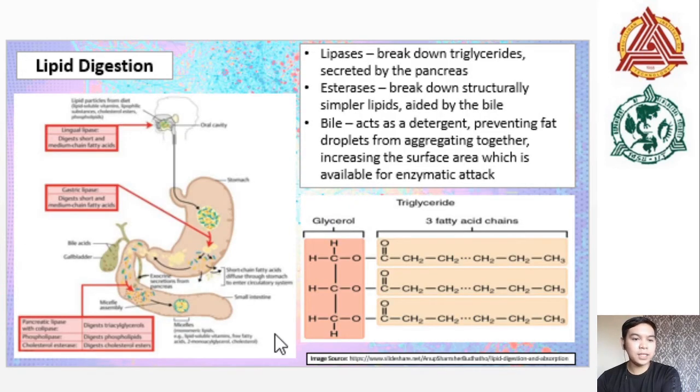Lipid digestion is achieved by the activity of two groups of enzymes, the lipases and the esterases. Lipases break down triglycerides, a common group of dietary lipids. Major lipase activity comes from that secreted by the pancreas, while esterases are involved in the breakdown of structurally simpler lipids. The activity of this enzyme is aided by the presence of the bile. The bile will act as a detergent, preventing fat droplets in the GI system from aggregating together, thus increasing the surface area which is available for enzymatic attack.